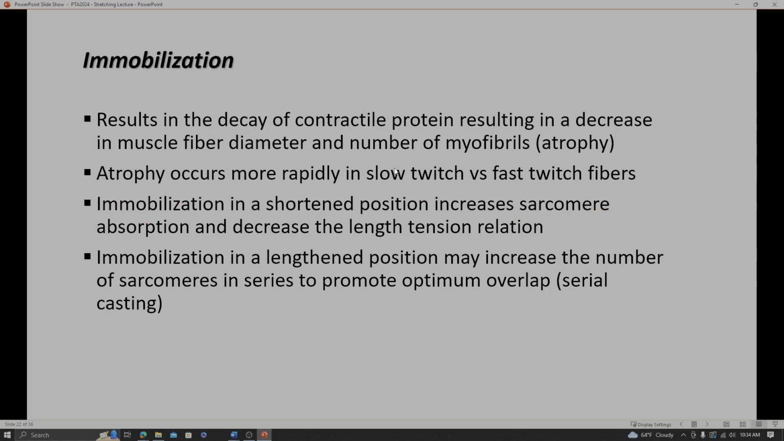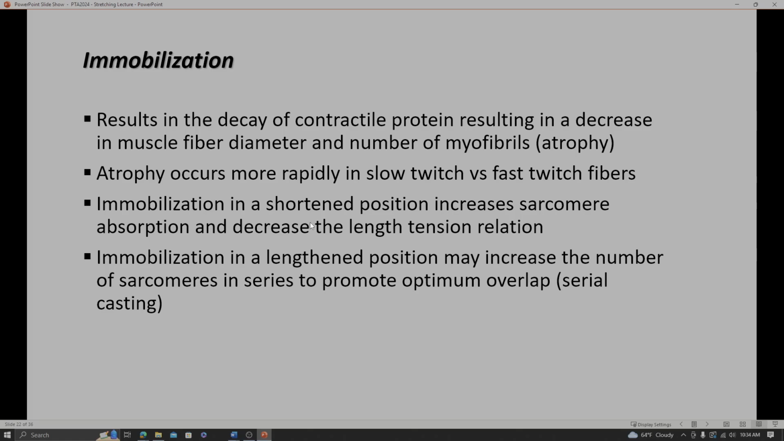Results in all these bad things you can read all through here. Atrophy, decay of the contractile protein, shortening, adaptive shortening positions. So you have to be aware of this when somebody has an injury and they've been immobilized. These are the things you're going to start to combat against almost immediately, but you have to be able to stage it in a certain way.